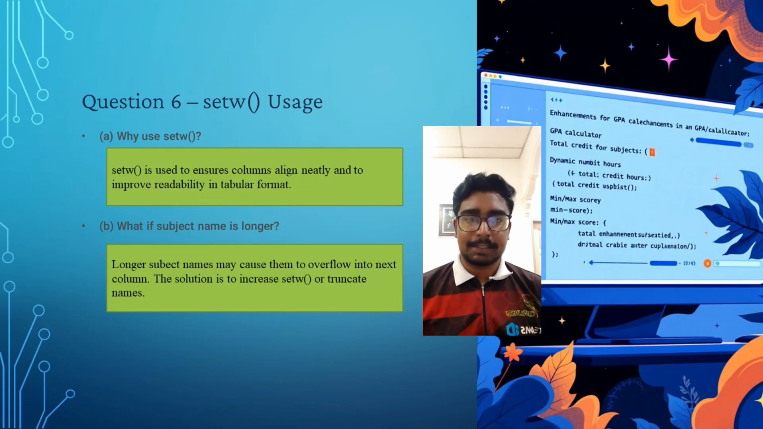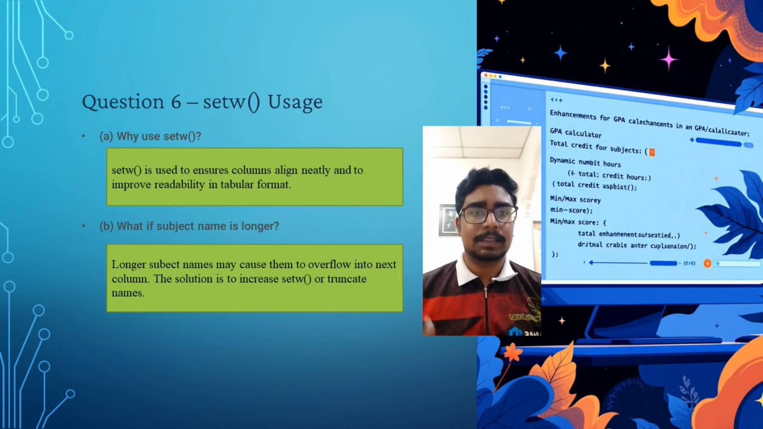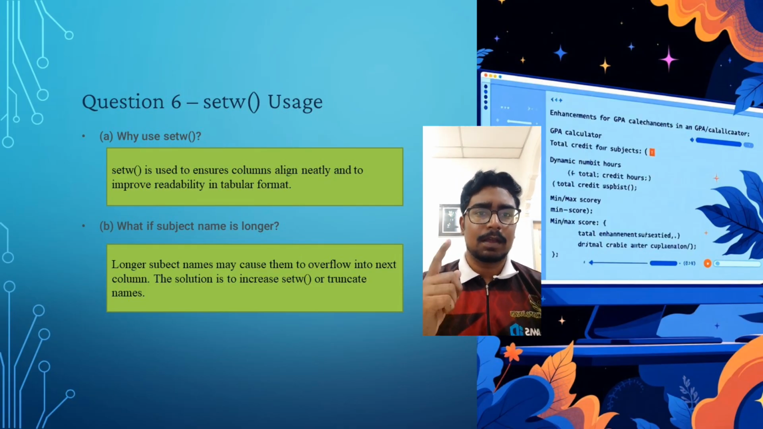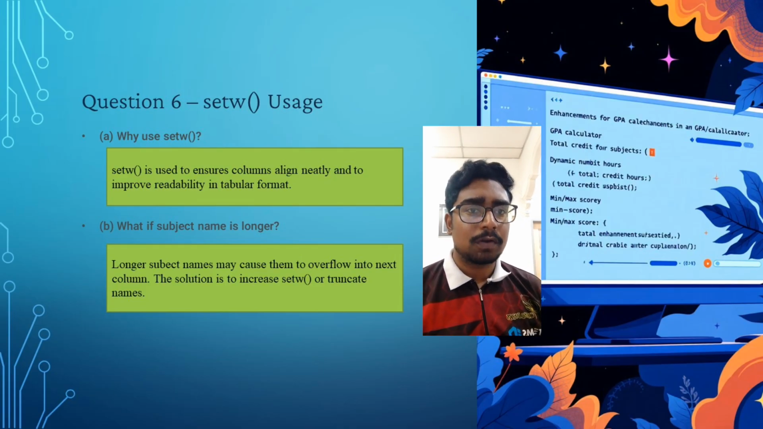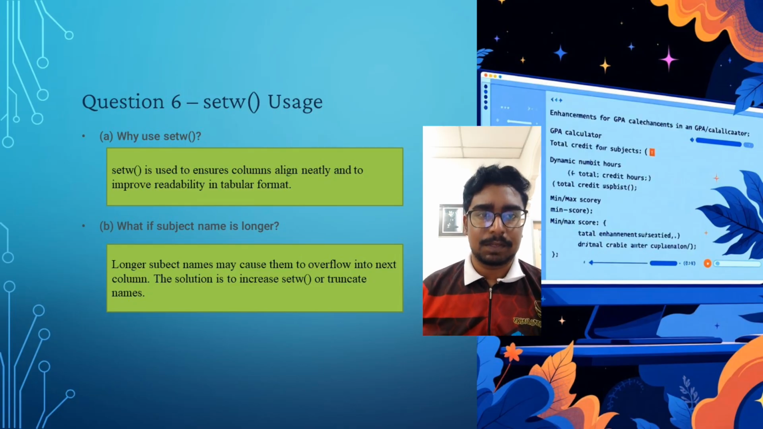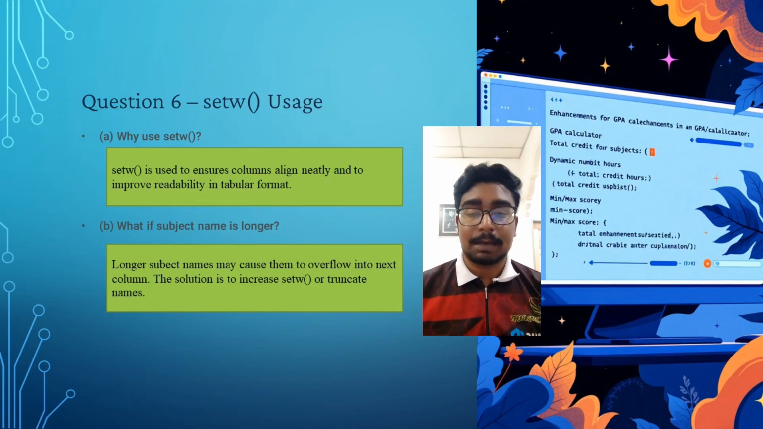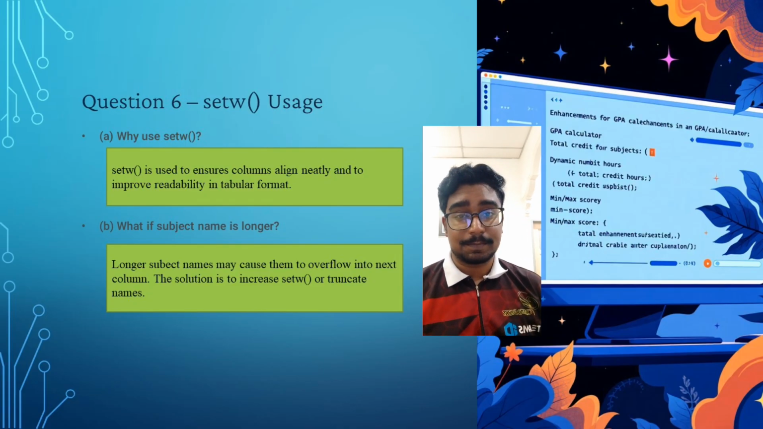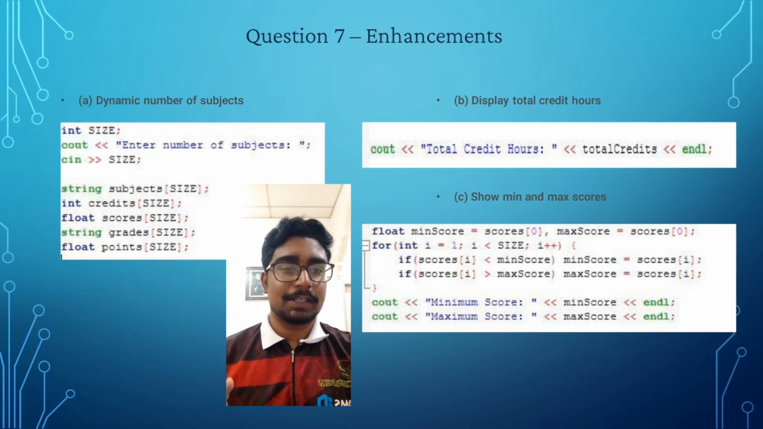Now let's talk about question 6. Why do we use setw when displaying the table? This is easy. setw is used to ensure columns align neatly and to improve readability in tabular format. As for question 6b, what happens if a subject name is longer than the allocated width? Longer subject names may overflow into the next column. The solution is to increase setw to fit longer names. Finally, let's move on to question 7.